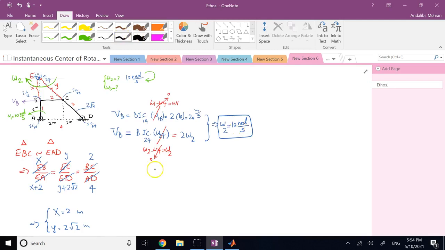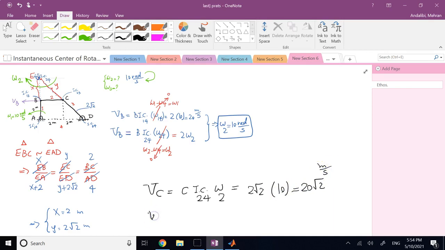Now I can use a similar thing. This time I focus on point C. I say V of C, since C belongs to member 2 and 2 rotates about pivot point E. So if I multiply the distance from C to the instantaneous center 2, 4, which we call Y, times omega of member 2, that should be V of C. And this distance, we called it Y, that is 2 square root 2, and omega of that member is 10. So velocity of C is going to be 20 square root 2 meters per second.